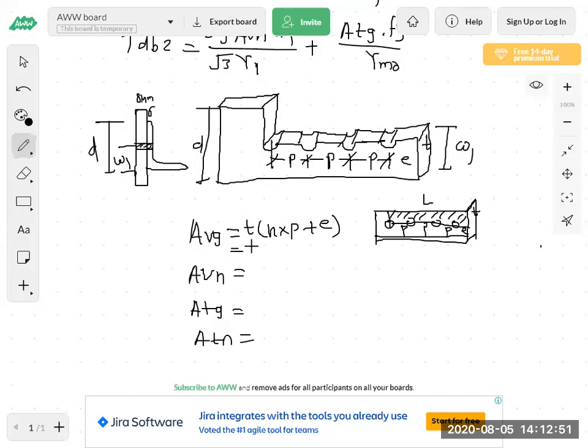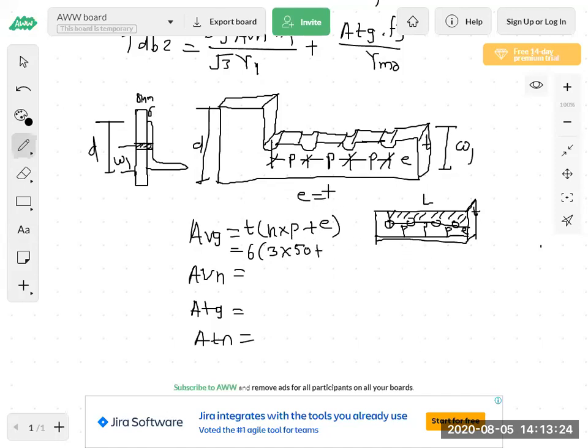Now T is 6 mm. N, how many pitch are there? 1, 2, and 3. If 4 bolts are there, how many pitches? 3 pitches. As I have told, the number of pitches is one less than the number of bolts. So here the number of pitches is 3. Now pitch distance we have calculated, 50. Edge distance we have not calculated.